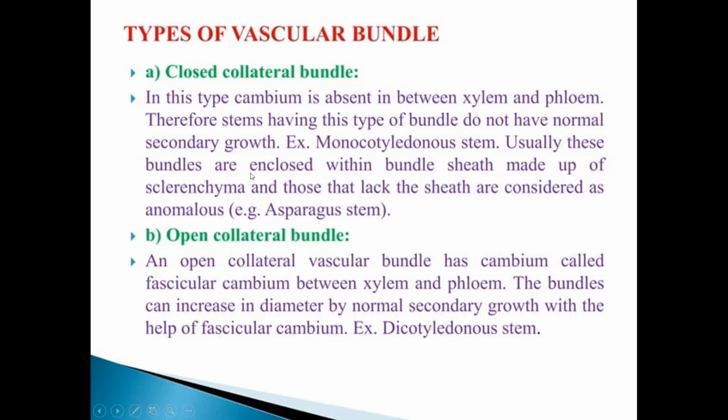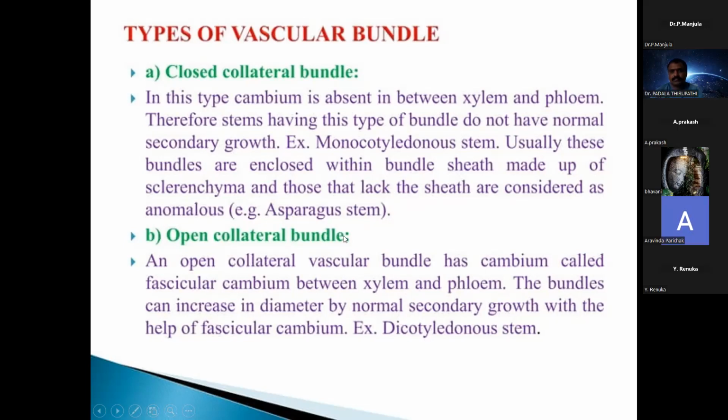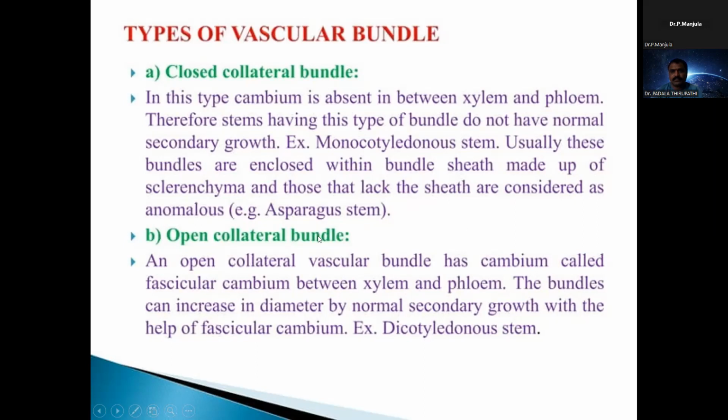Usually these bundles are enclosed within a bundle sheath made up of sclerenchyma, and those that lack the sheath are considered anomalous. So again, these bundles are enclosed with the bundle sheath. If the bundle sheath is absent, as in the asparagus stem, it is an anomalous character.